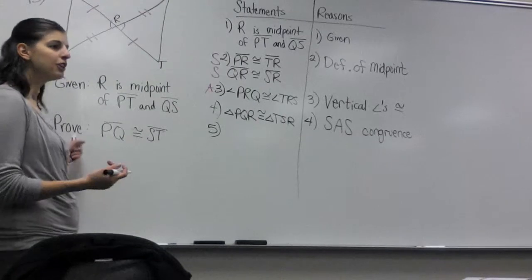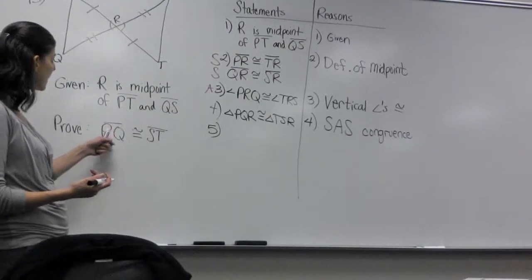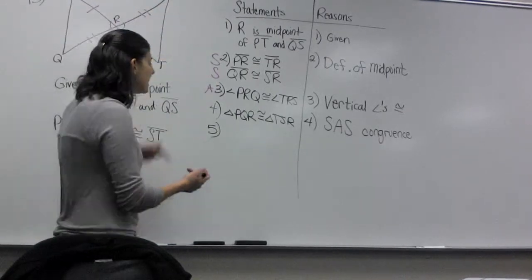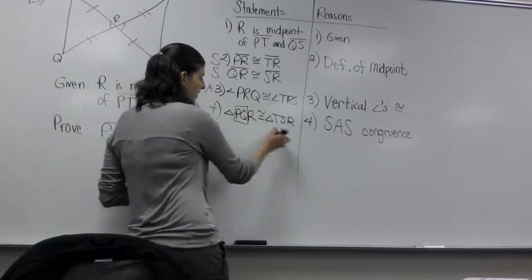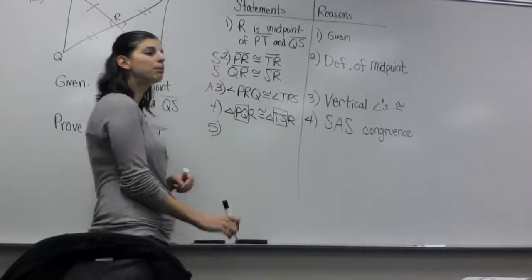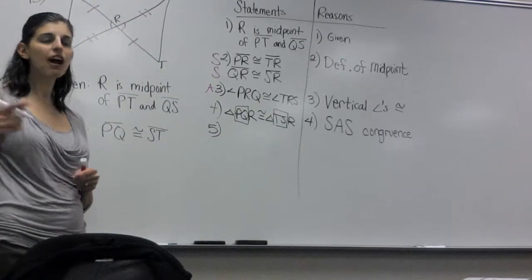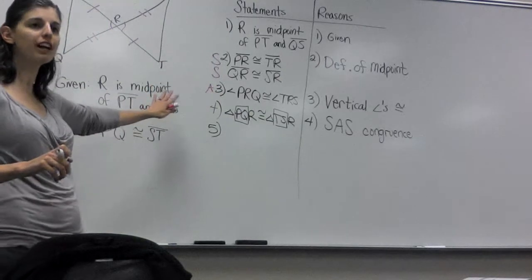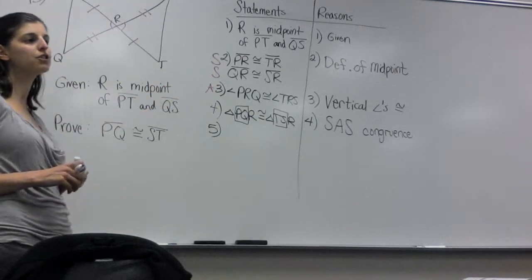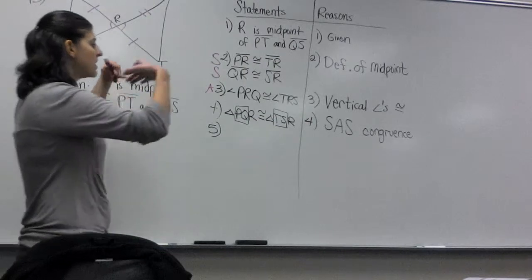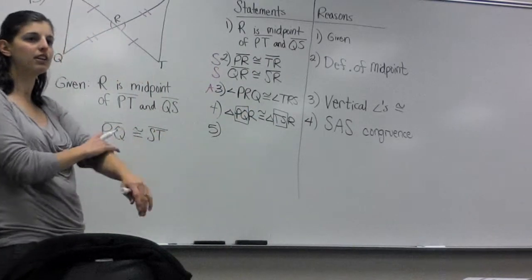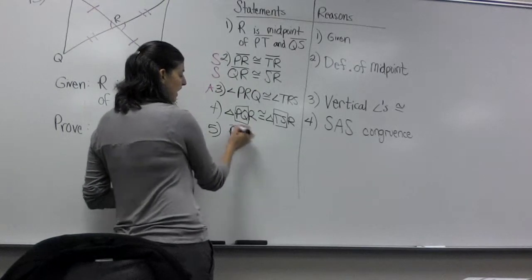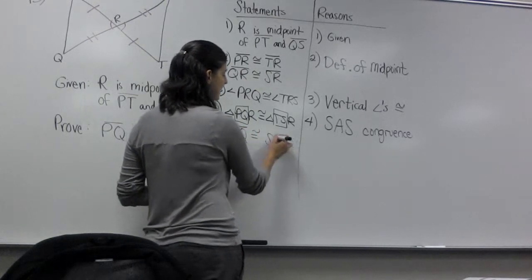For the example in your notes, you're asked to prove PQ is congruent to ST. Well, PQ and ST, look at that. They are similar parts in the same triangle. They're corresponding parts in our now congruent triangles. We've now proven the triangles are congruent. The corresponding parts have to be congruent. Okay, so we can say that PQ is congruent to ST.